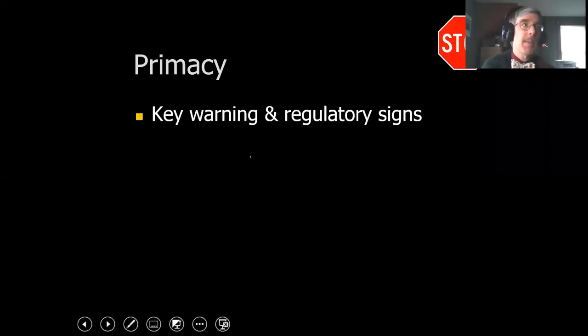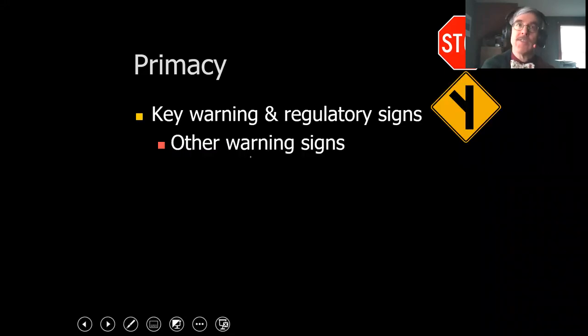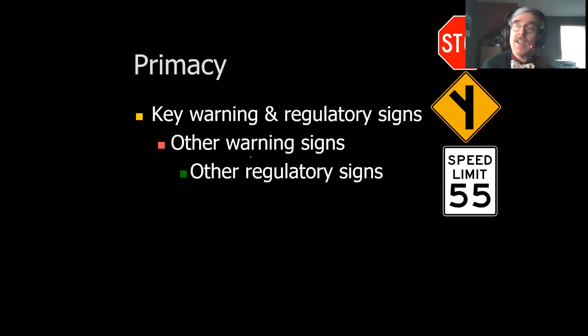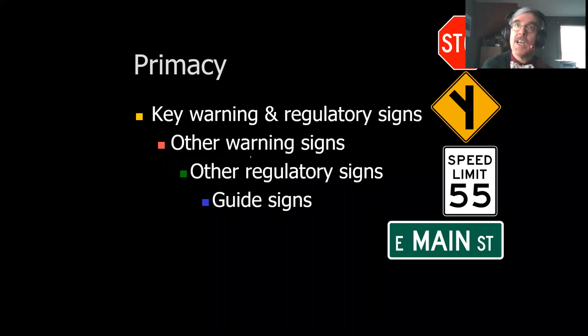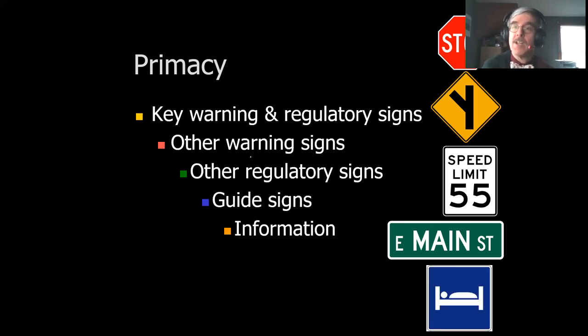The next thing we want to be placing after that are other warning signs such as intersections, okay? Not as critical, but still we want to let people know they're there. Other regulatory signs, even the speed limit signs, should be moved to make sure that people actually have time to read the more critical ones, okay? And then finally, guide signs. We place them where we can. Information signs, even more likely to be moved around, so people have time to read and understand them, okay?